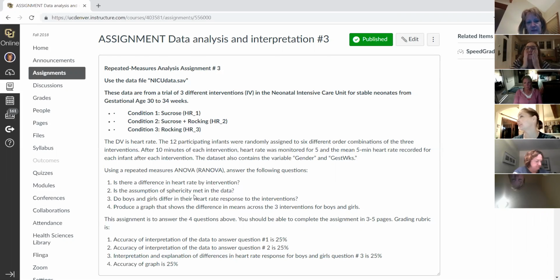And that's this one on the NICU study. So are there other questions? You guys are in the home stretch.